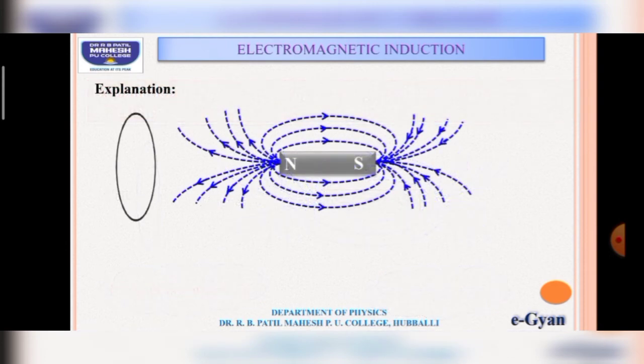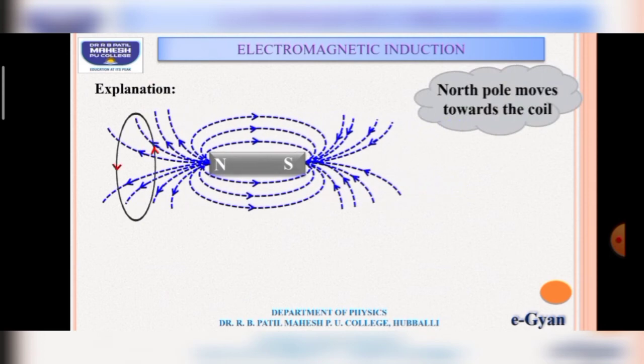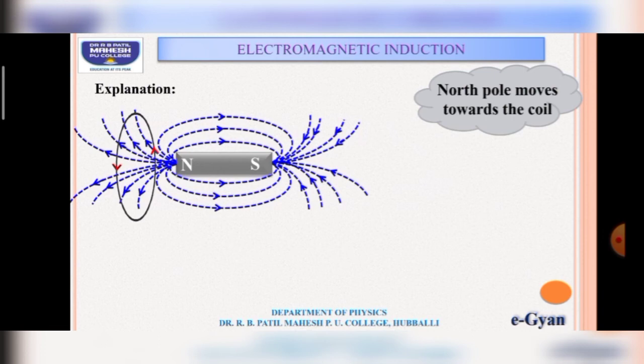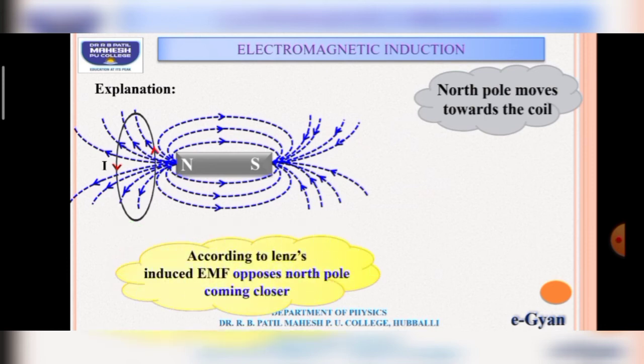Further, when the north pole of the magnet is moved towards the coil, there is an increase in the magnetic flux linked with the coil. Due to this increasing change in magnetic flux, a current is induced in the coil, and that current is called induced current. According to Lenz's law, the induced EMF opposes the north pole coming closer to the coil.